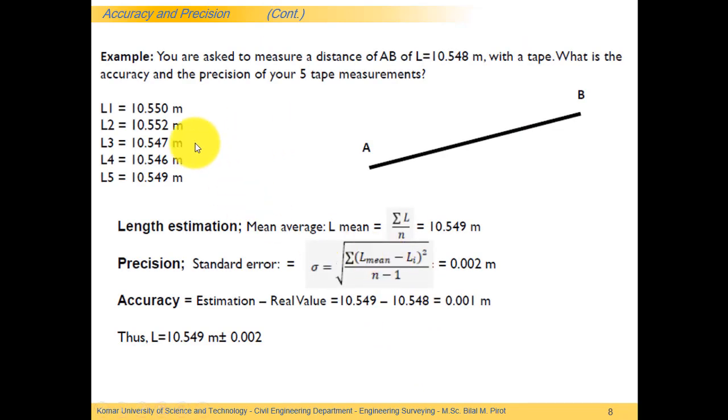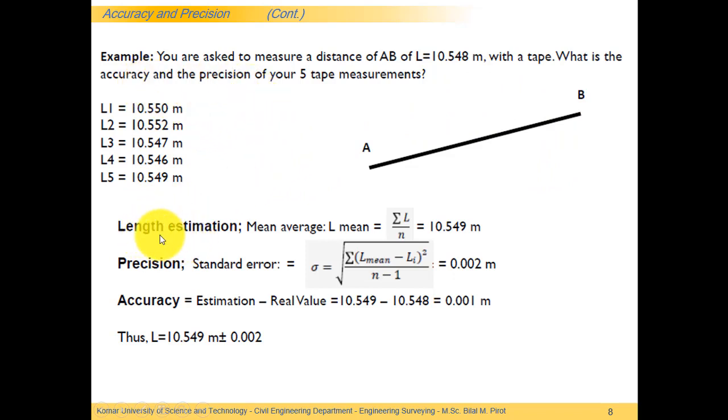In this example, we have 5 different readings for the length of a line. The line AB has a true length of 10.548 meters. So we used a tape for measuring this line, and the measurements have been different. We have 5 different readings, so we have to find the accuracy and precision.